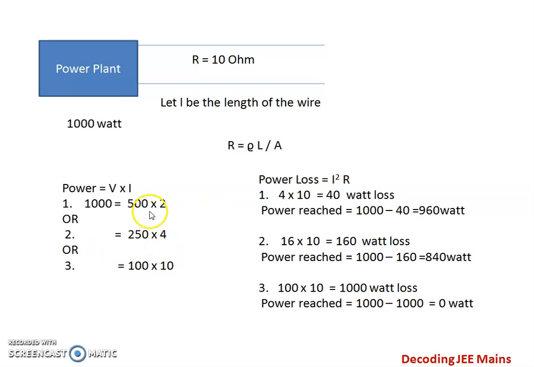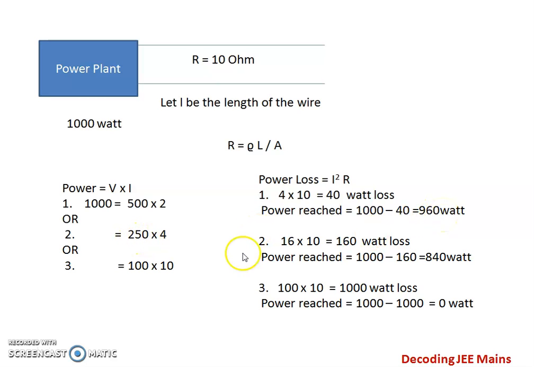But what will happen to the power loss if we have the values of voltage and current like this? So for the first case, if I consider that the current is 2 ampere, then my power loss will be 2 square, that is 4 into 10, where 10 is the resistance of the wire. So 4 into 10, that is 40 watt is the loss in the power, and therefore the power which is reached is 1000 minus 40 watt, that is 960 watt.